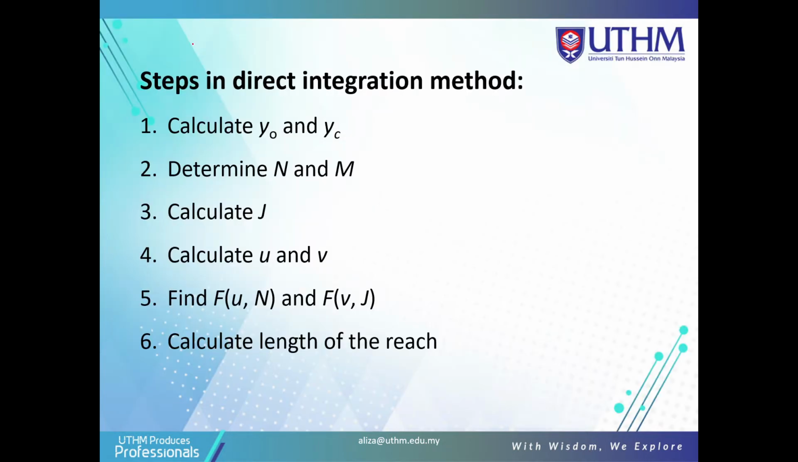Okay, so these are the steps in the indirect integration method. First, you must calculate y naught and yc. Then determine n and m, calculate j, calculate u and v, where u and v are based on the values here to find u and n. Then calculate the length of the profile. And this is the step for the direct integration method.